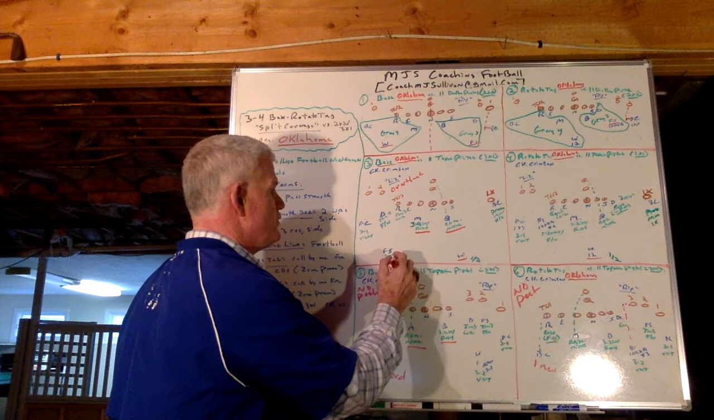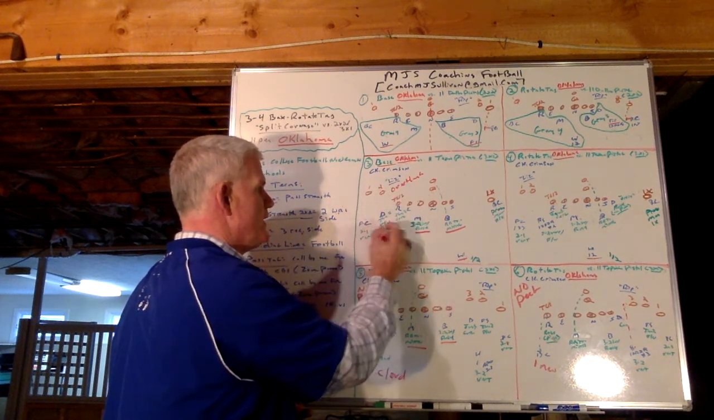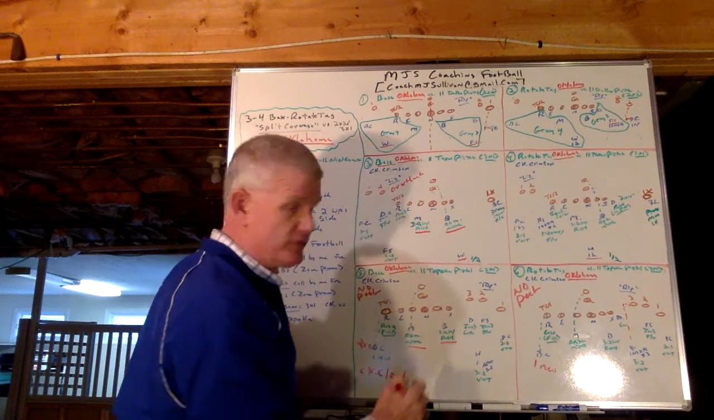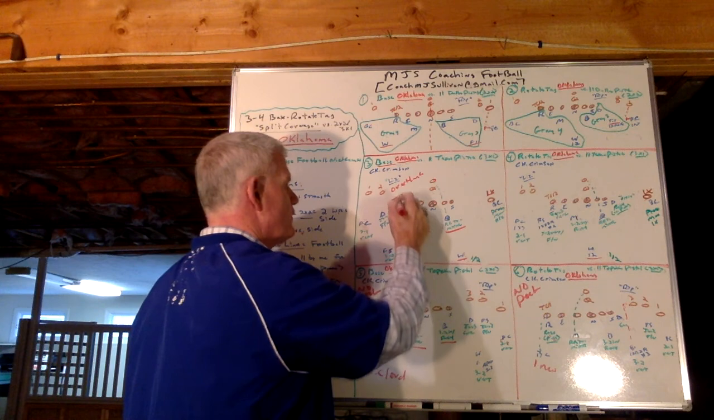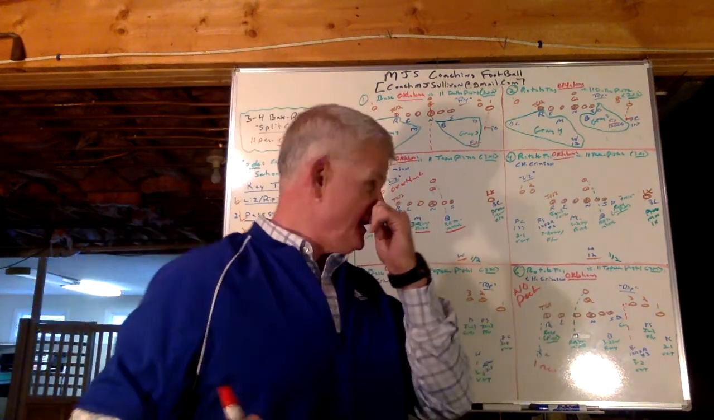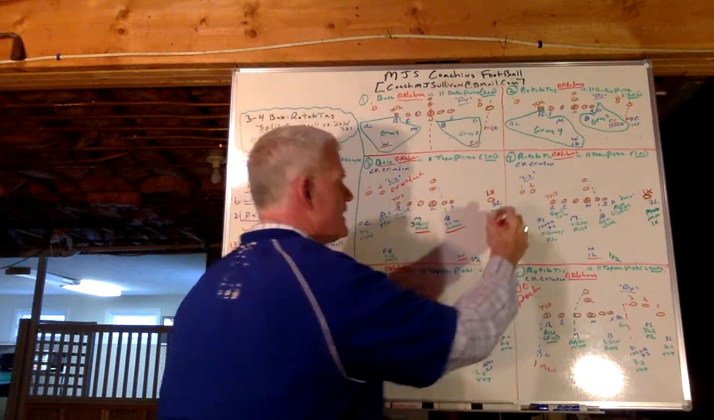So it's 3-2 vertical for the safety. It's 2-1 vertical for the corner. It's jam 2, flat wheel for the outside linebacker over 2. Jam 3, curl for the outside linebacker over 3. Okay? Here's the people that there's a little bit of a tweak.